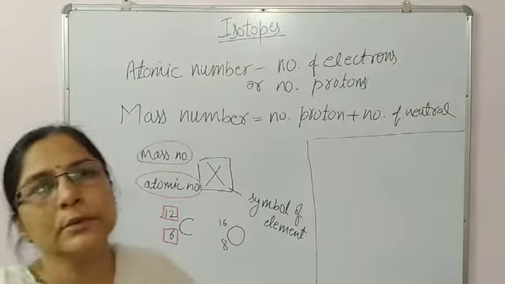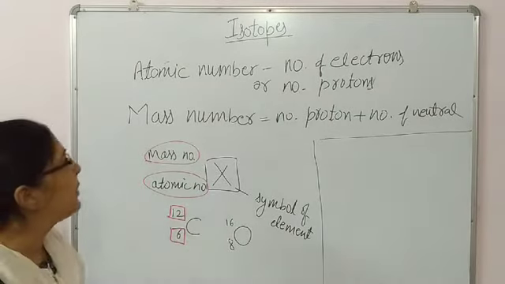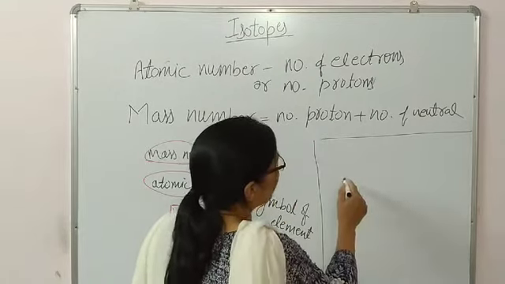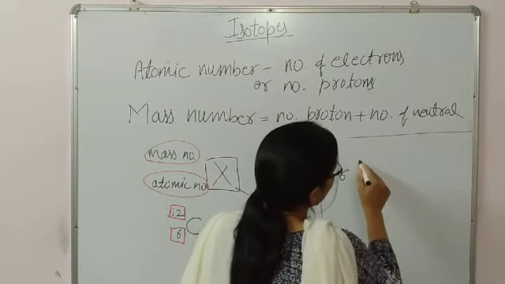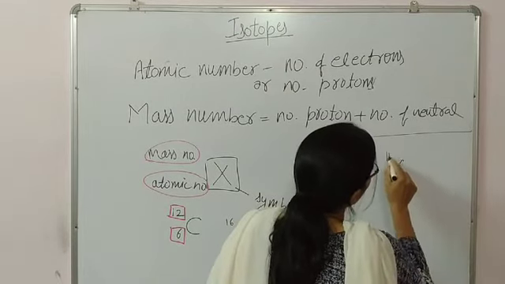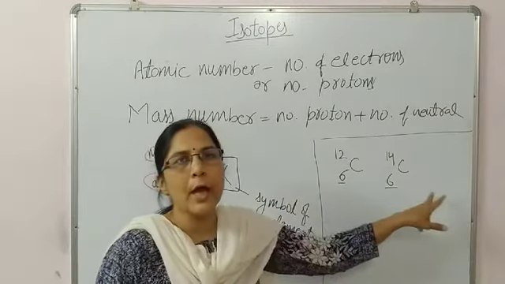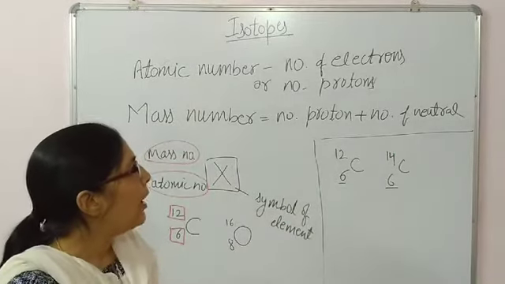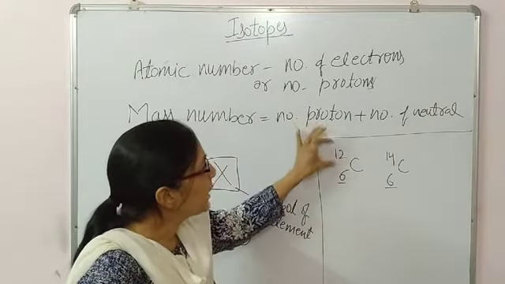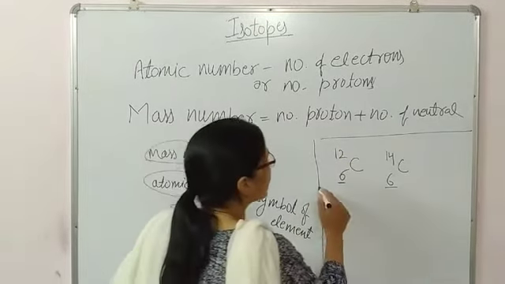Some of the atoms are in such a manner that their atomic number is similar but mass number is dissimilar. The example with us, that is 6C12, 6C14. We have same atomic number. So symbol of the element will be similar. Then dissimilar mass number. So at the top the digit will be different. So these are known as isotopes.